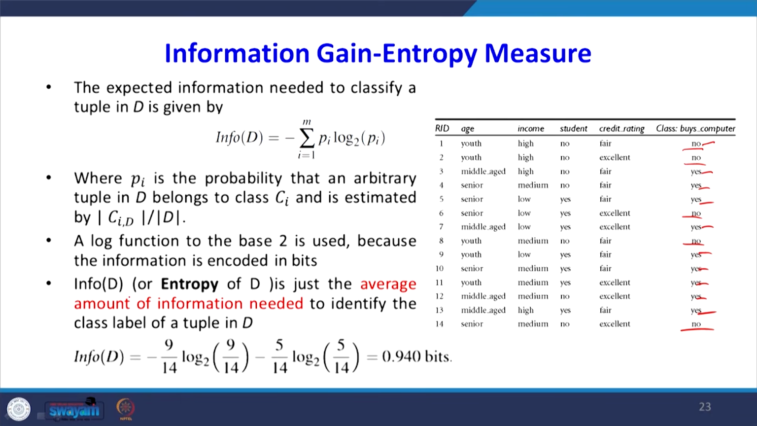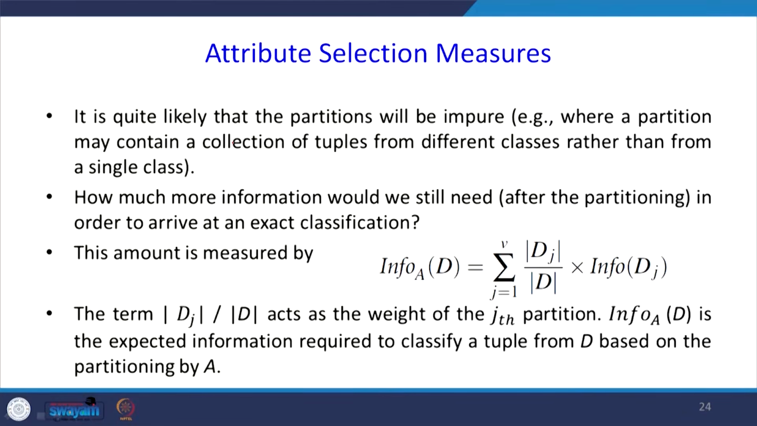So, info D, or entropy, another name for entropy, is just the average amount of information needed to identify the class label of a tuple in D. Generally, the lesser the value of entropy, that means we need very little information to identify the class label of a tuple in D. So, generally the value of entropy should be less, so that attribute will be chosen for classification.